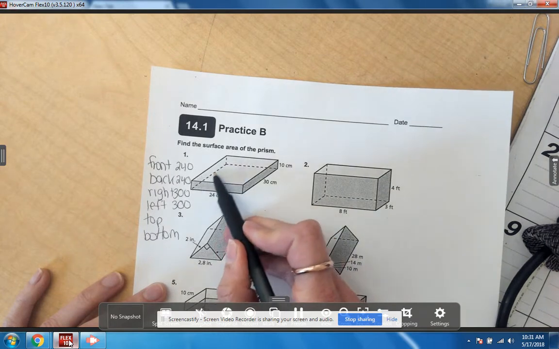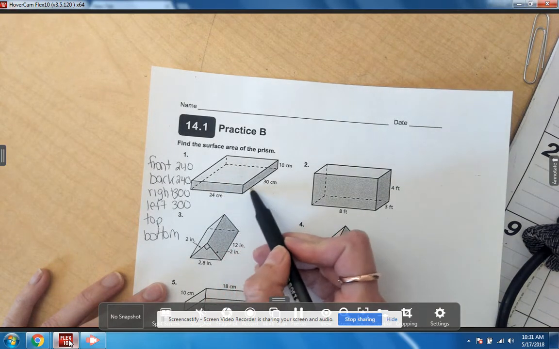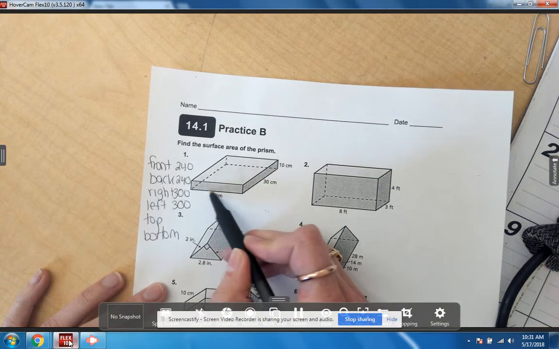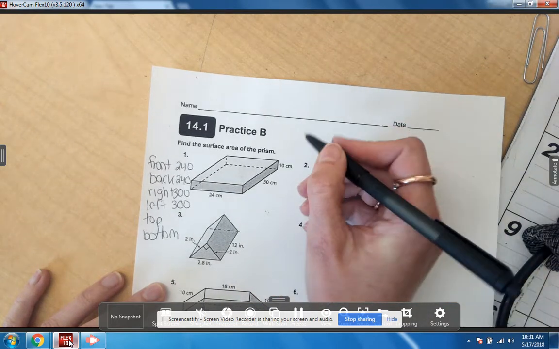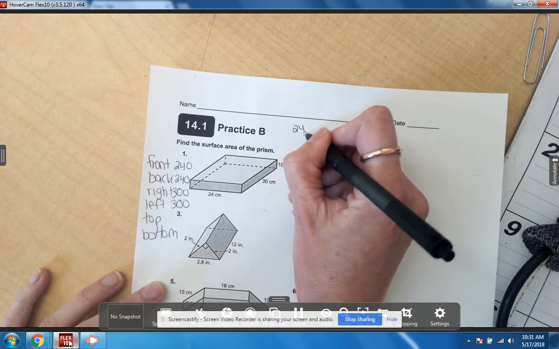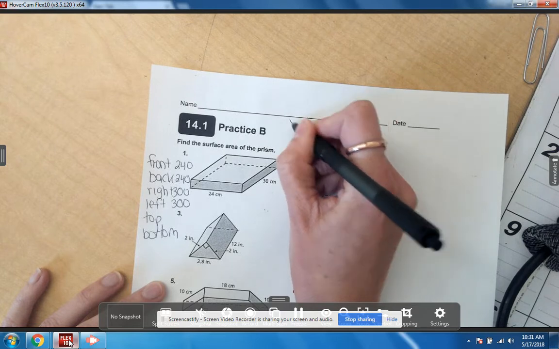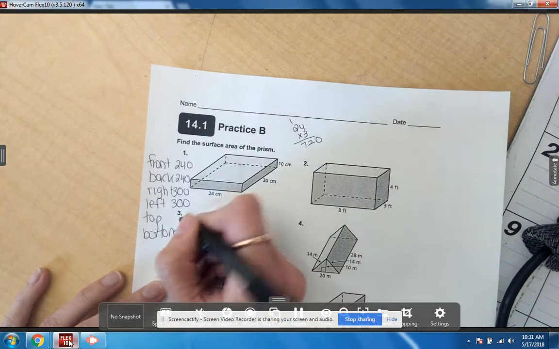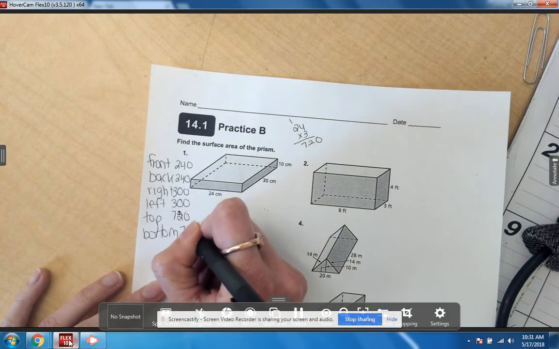So I'm going to trace the bottom. I get a 24 and I get a 30. Okay, so I have to do 24 times 30. I'm just going to do this up here. I'm going to do 24 times 3 and then just put a 0 at the end. So 720 for the top and the bottom.